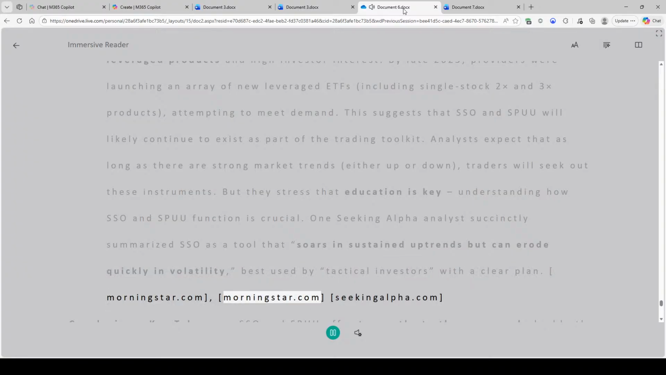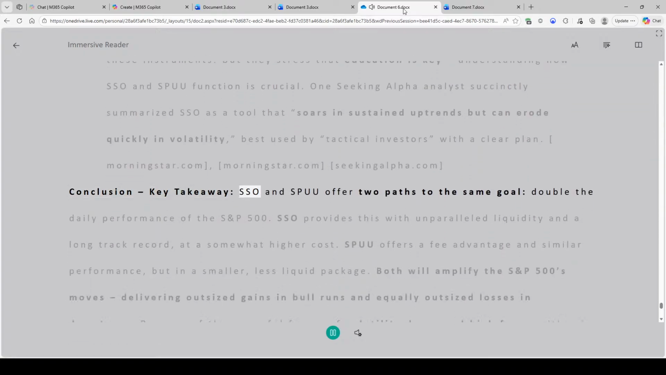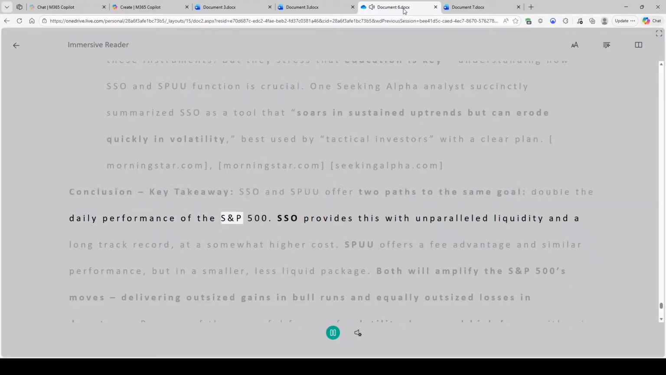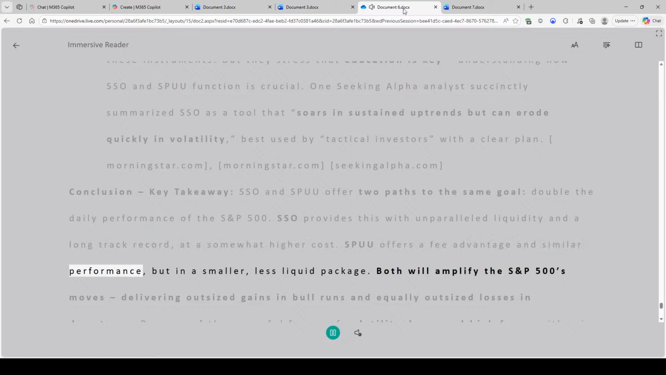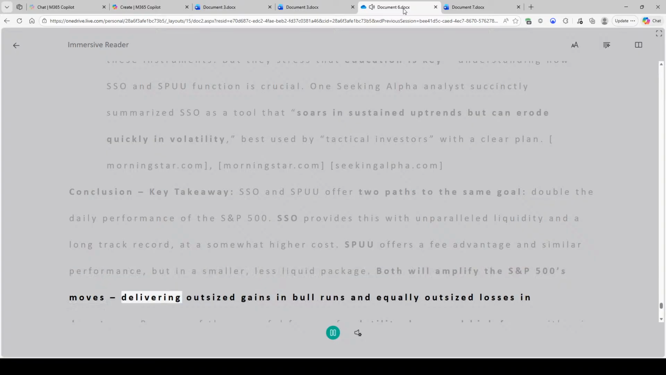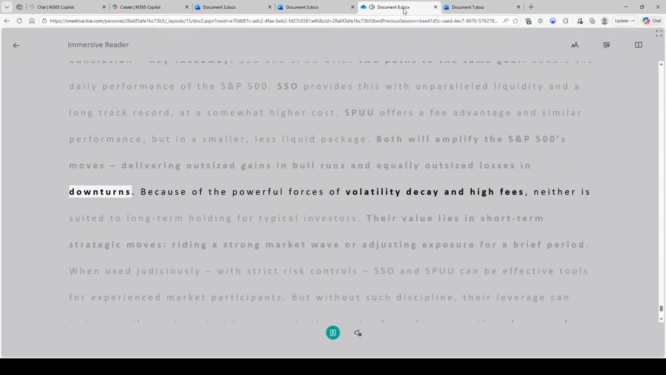Conclusion, key takeaway: SSO and SPUU offer two paths to the same goal: double the daily performance of the S&P 500. SSO provides this with unparalleled liquidity and a long track record, at a somewhat higher cost. SPUU offers a fee advantage and similar performance, but in a smaller, less liquid package. Both will amplify the S&P 500's moves, delivering outsized gains in bull runs and equally outsized losses in downturns.